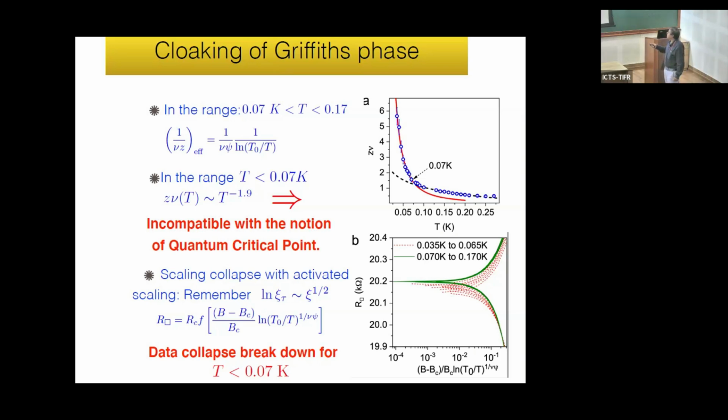If this diverges as a power law, then it means that there is no vanishing energy scale as you approach the transition. At lower temperature, we show that you have some behavior which is not even compatible with a quantum critical point.